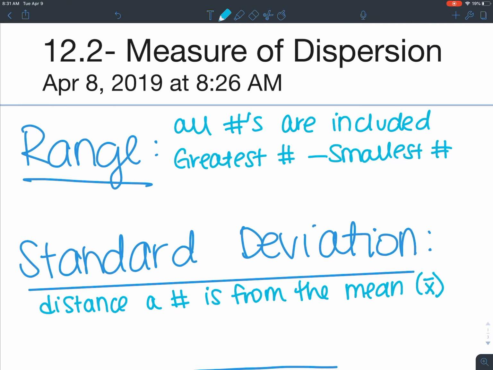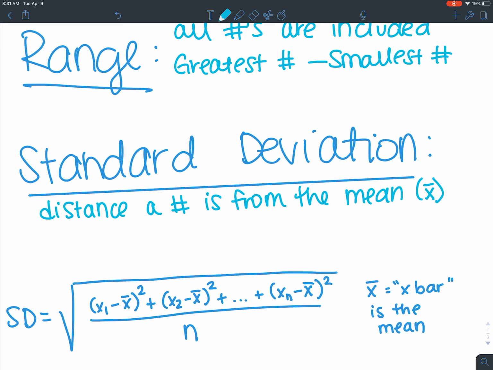So to actually calculate standard deviation, we have this big long formula. So x1, x2, x3, x4, all the way up to xn, these are the actual numbers. So this is our first number, our second number, our third number. And we're going to go all the way up to our last number. So that means that n is the number of numbers.